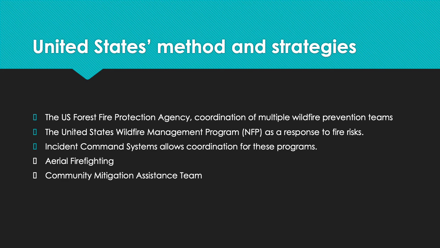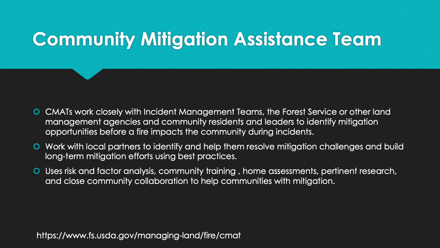Just like Australia, the United States also employs aerial firefighting to assist land troops. However, in difference, there is a Community Mitigation Assistance Team. During incidents of natural disaster, Community Mitigation Assistance Teams, or CMATs, work closely with incident management teams, the Forest Service or other land management agencies, community residents, and leaders to identify mitigation opportunities before a fire impacts the community during the incident. They work with local partners to identify and help them resolve mitigation challenges, and build long-term mitigation efforts using best practices that they could provide.